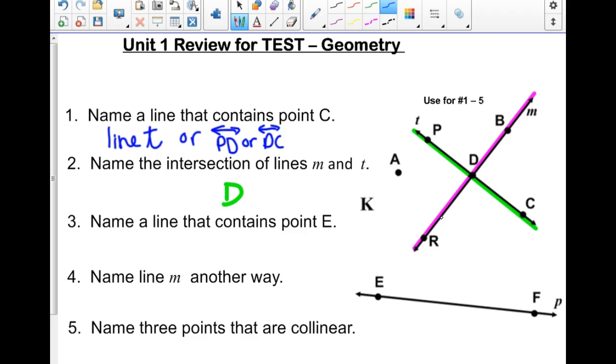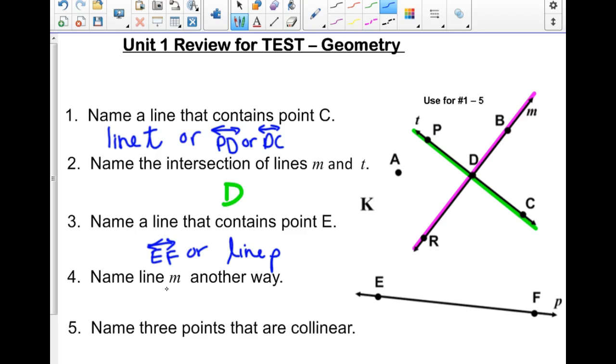Name a line that contains point E. Point E is down here. That would be line EF, or you could call it FE, line EF, FE, with the word line and the symbol above it.